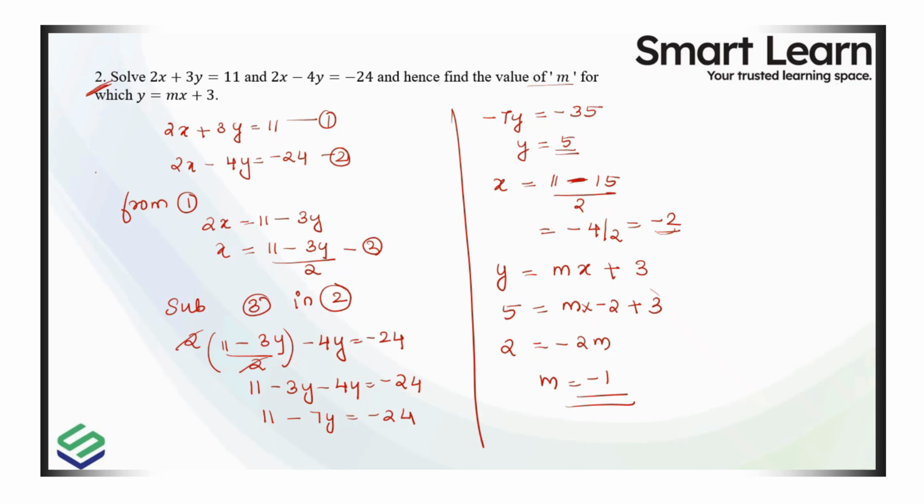This question is to solve. Two equations are given. Find the value of m for which y is equal to mx plus 3. From the first equation, I wrote x is (11 minus 3y) by 2. Then I substitute this third equation in our second equation, that is 2 into (11 minus 3y) by 2 minus 4y equals minus 24. 2 cancels, so you will get 11 minus 7y equals minus 24, and minus 7y equals minus 35. So y equals 5. Then I substitute this y in our x, so you will get minus 2. So x and y you got; substituting in y is equal to mx plus 3, you get m is equal to minus 1.